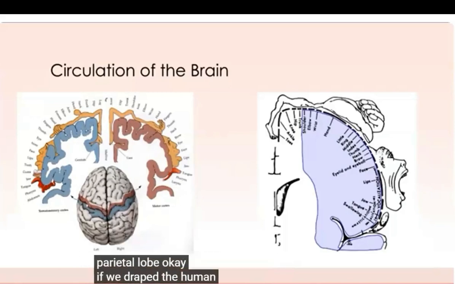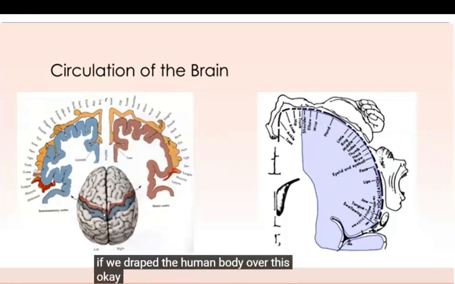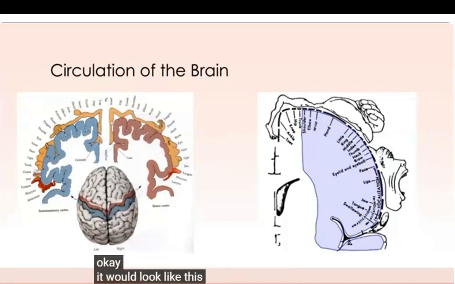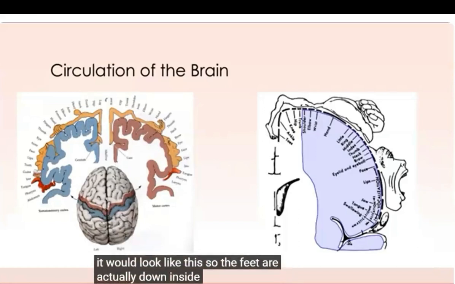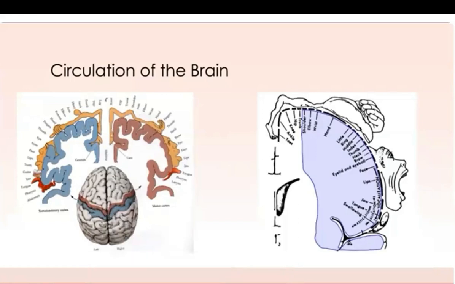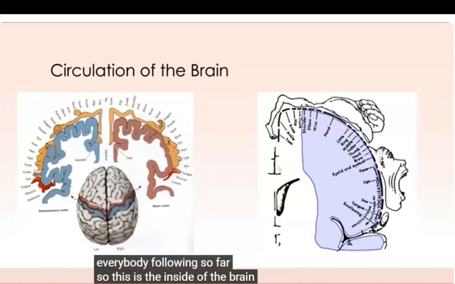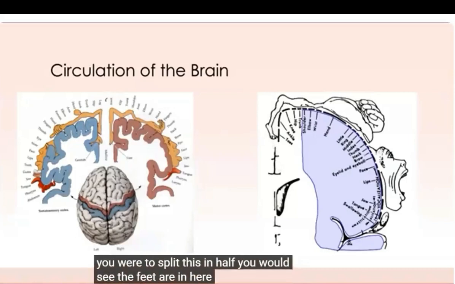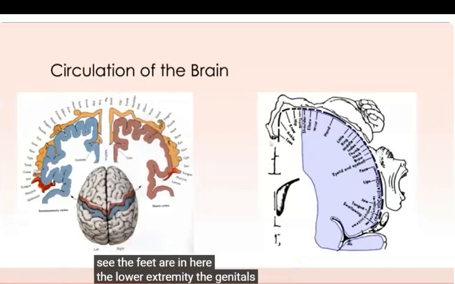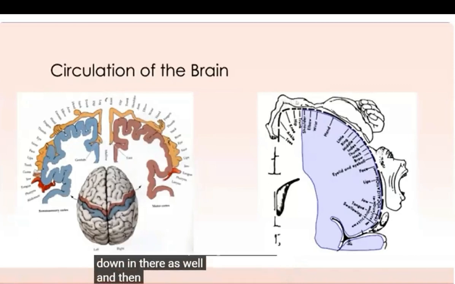If we draped the human body over this, okay, it would look like this. The feet are actually down inside, okay, down inside that sulcus. And then the lower extremity comes out, and then it would be actually the hand and the face are on the outside. So this is the inside of the brain. So if you were to split this in half, you would see the feet are in here, the lower extremity, the genitals are down in there as well. And then the hand and the face are on the outside of the brain.